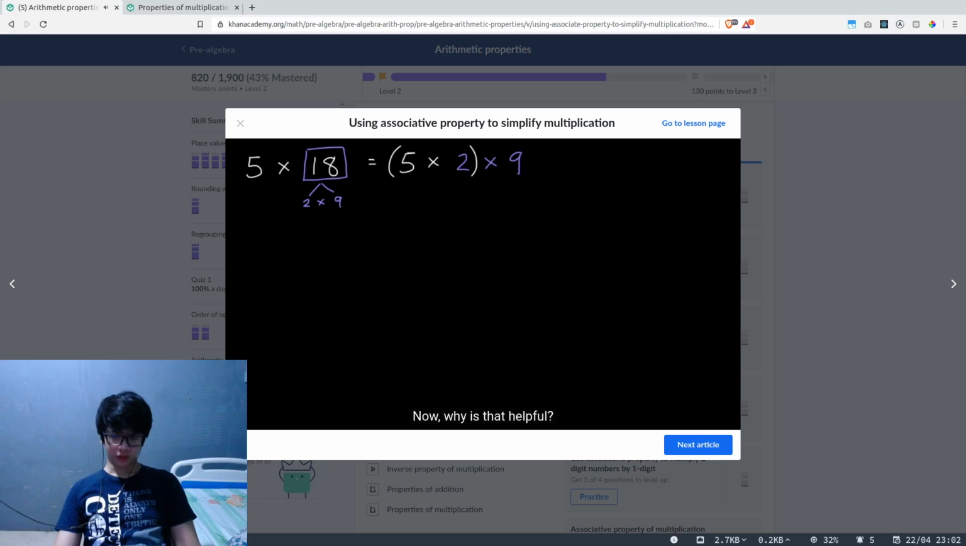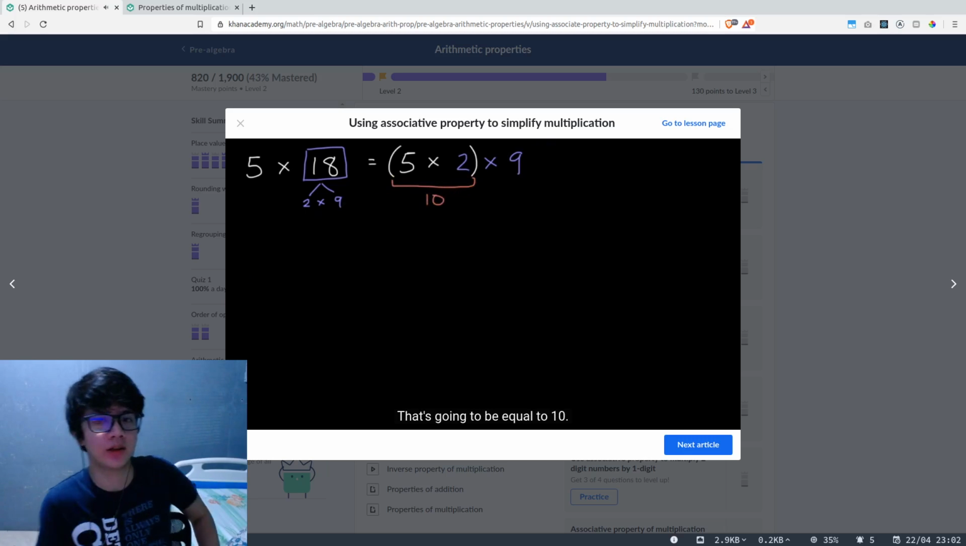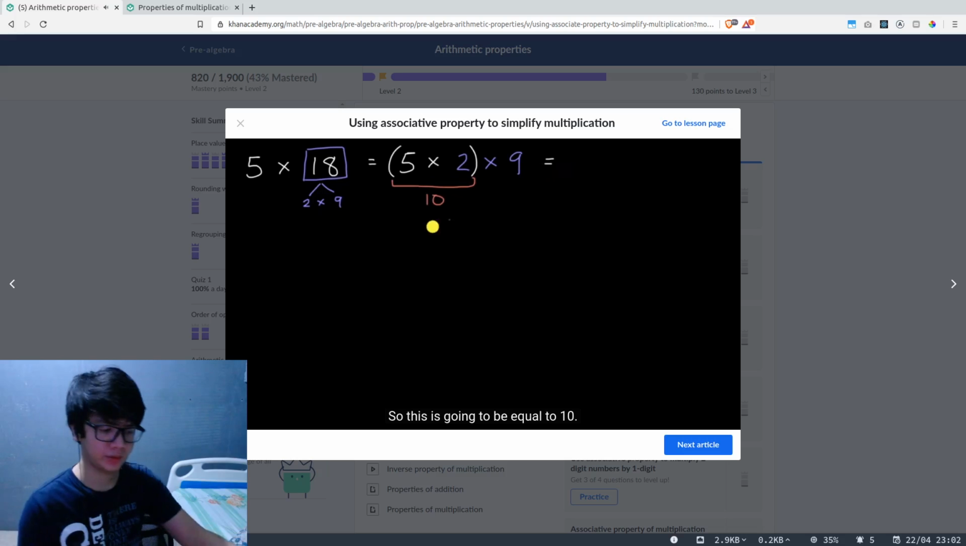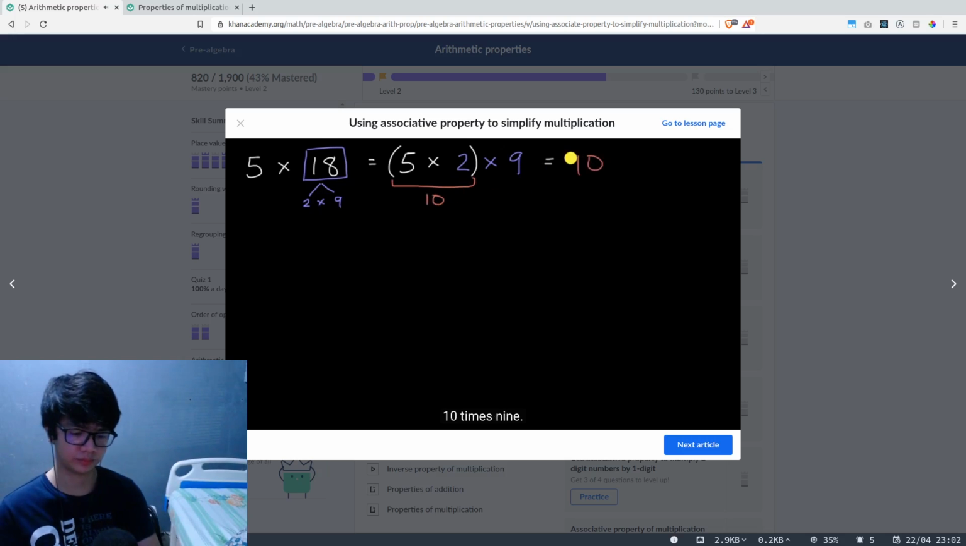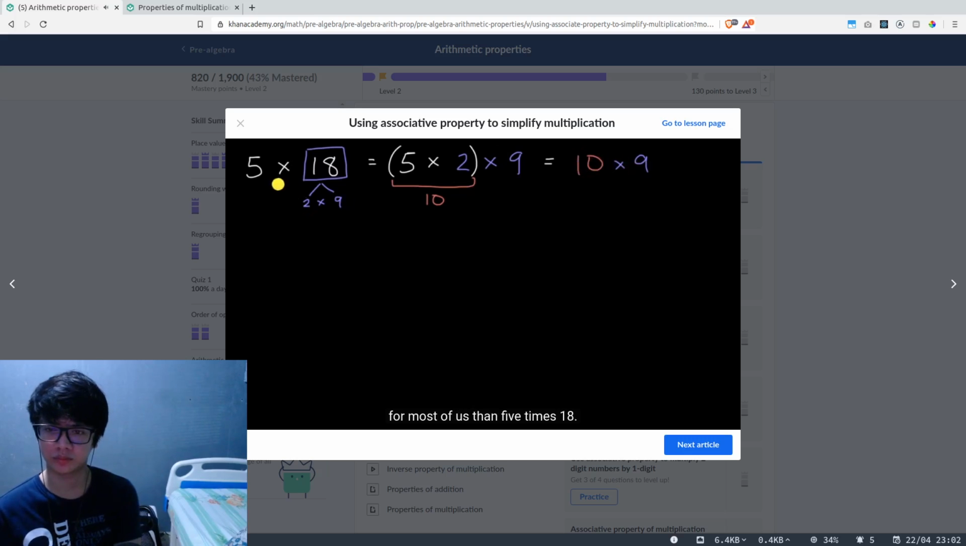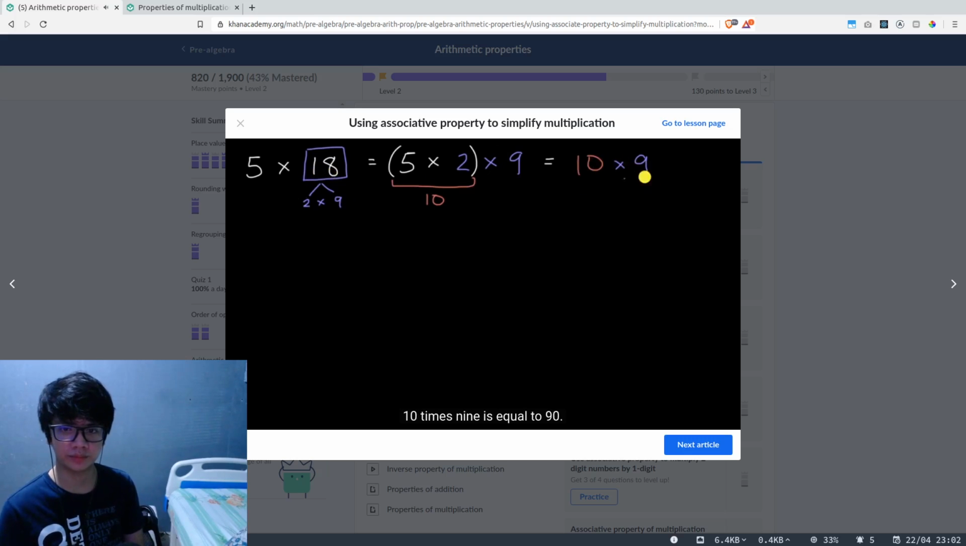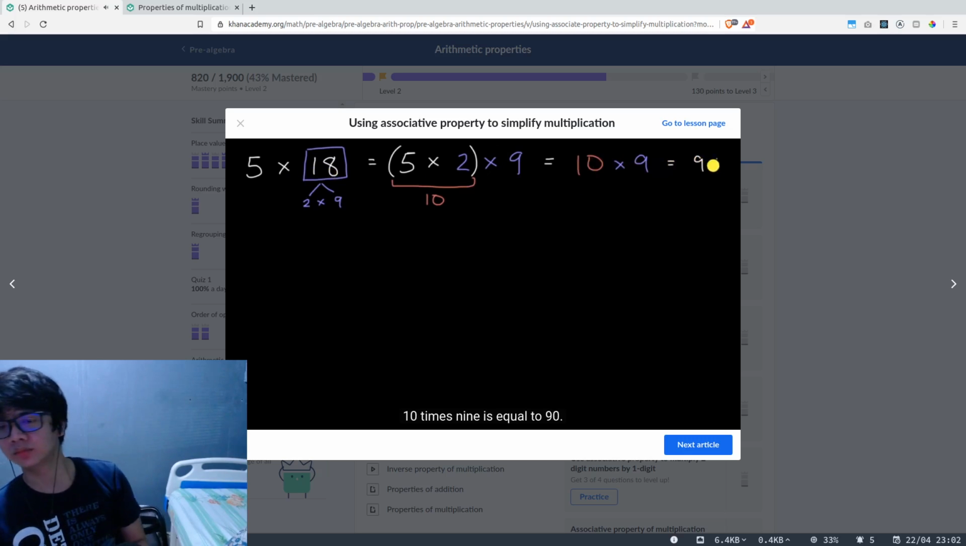Now, why is that helpful? Well, what is 5 times 2? That's pretty straightforward. That's going to be equal to 10. So this is going to be equal to 10 times 9. Now 10 times 9 is a lot more straightforward for most of us than 5 times 18. 10 times 9 is equal to 90.